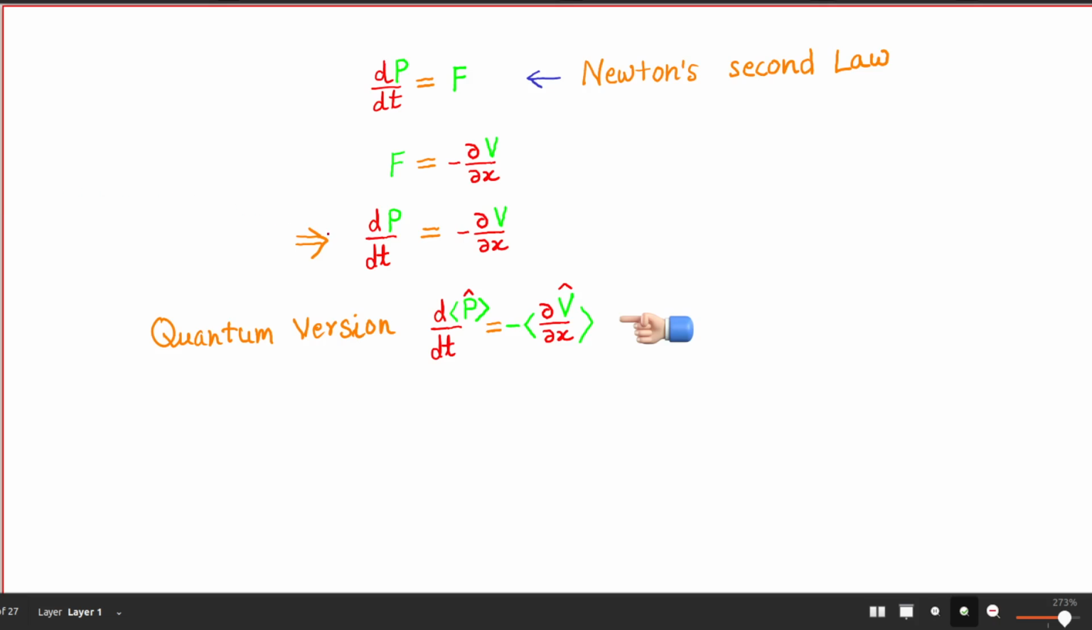In the quantum version of this law that we will derive, the momentum is replaced by the expectation value of the momentum operator, and the partial derivative of the potential is replaced by the expectation value of the partial derivative of the potential operator. This result is also known as Ehrenfest's theorem, after the name of the physicist who derived this result.